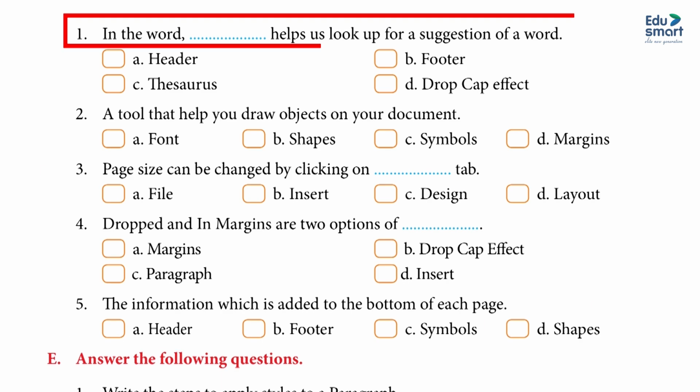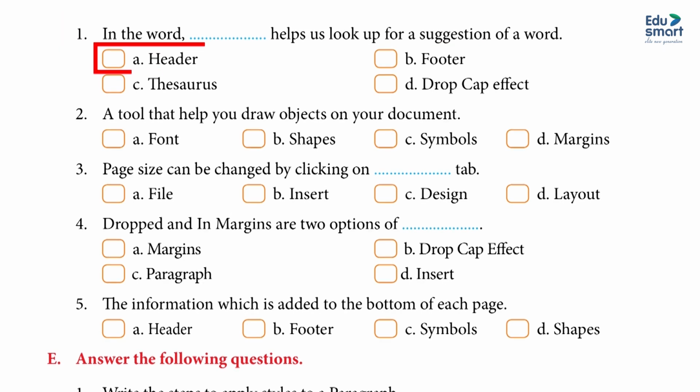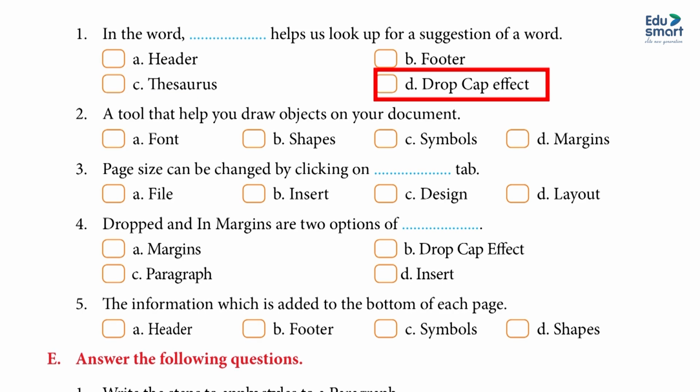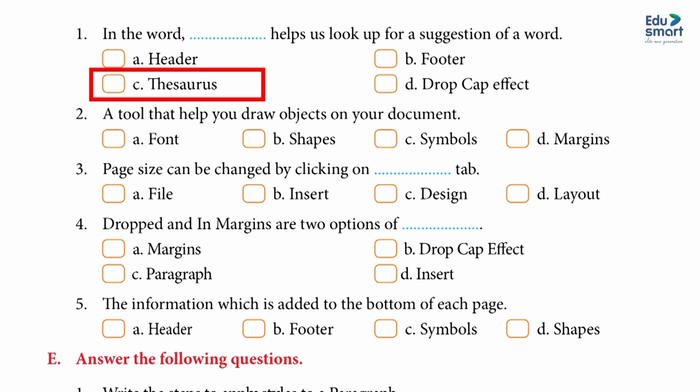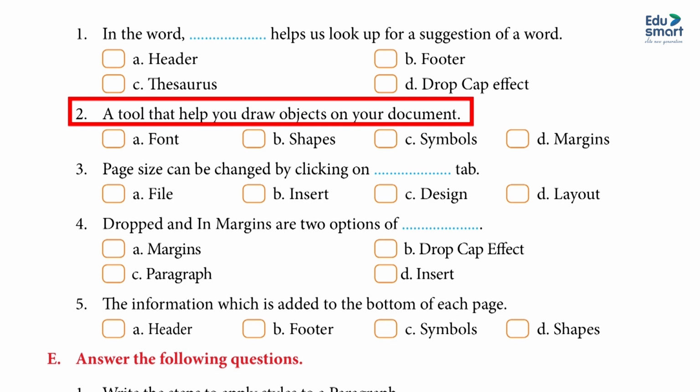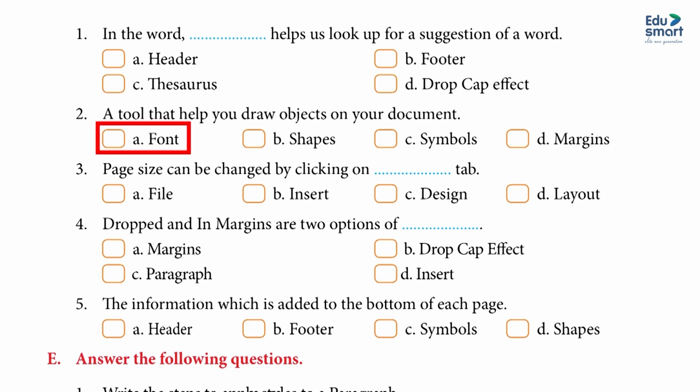1. In Word, dash helps us look up a suggestion of a word. A. Header. B. Footer. C. Thesaurus. D. Drop cap effect. Answer: thesaurus. 2. A tool that helps you draw objects on your document. A. Font. B. Shapes. C. Symbols. D. Margins. Answer: shapes.